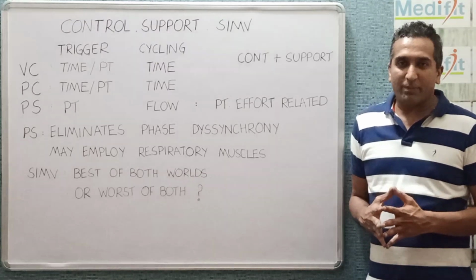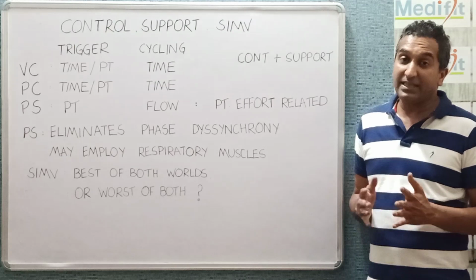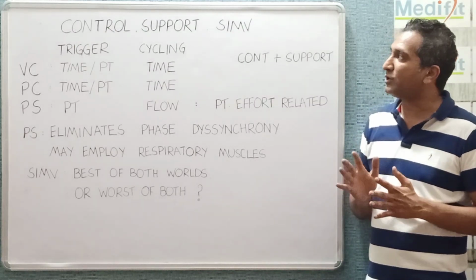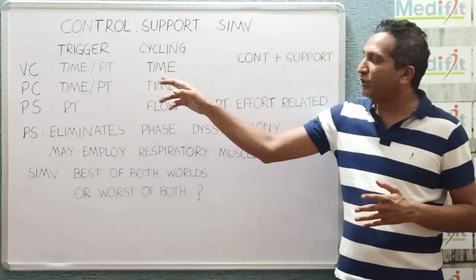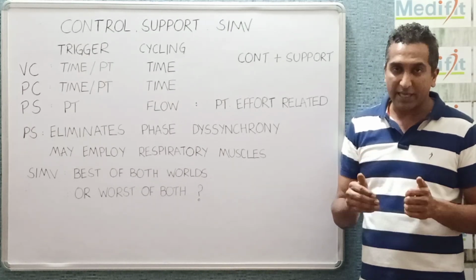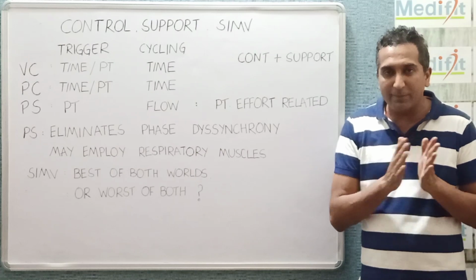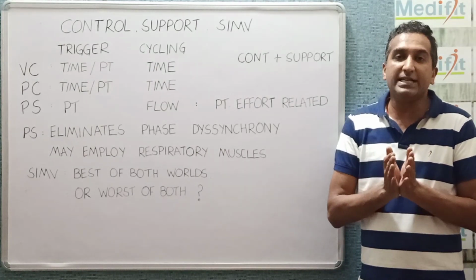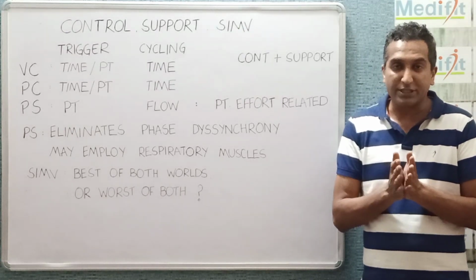Here we will be talking about the SIMV mode, which is a blend of the control mode and the support mode. So it's a good idea to recapture the basics about a control and a support mode. Whether it is a volume control mode or a pressure control mode, the breaths here are triggered by time. So we have a set respiratory rate, that many breaths will be delivered. Let's say 15 breaths a minute. So every 4 seconds a breath will be delivered irrespective of the effort made by the patient.